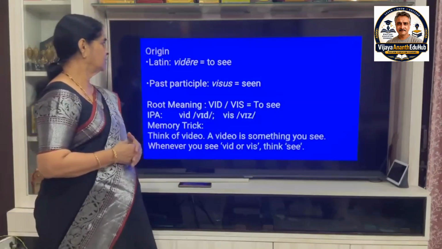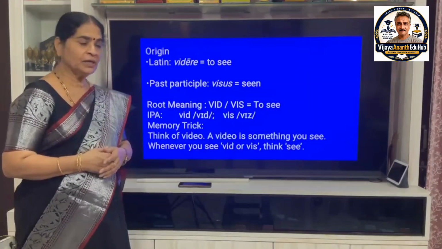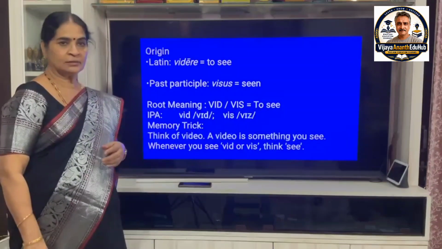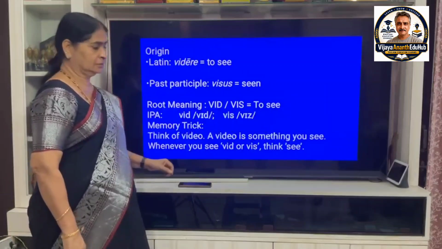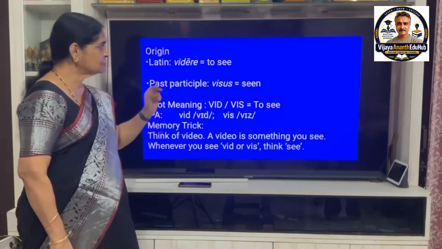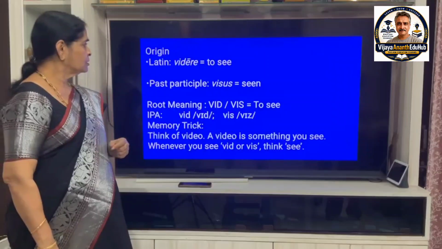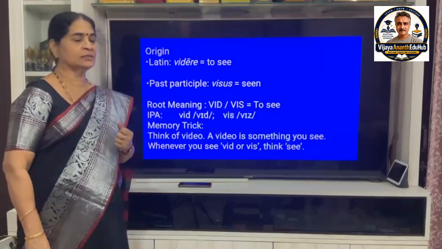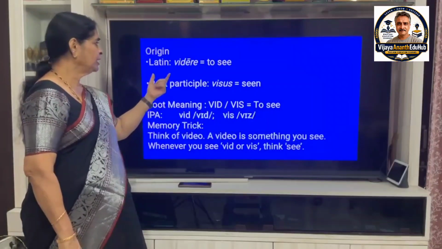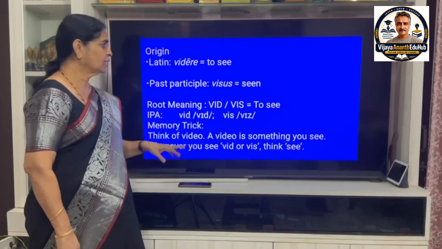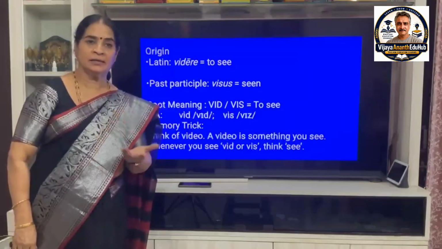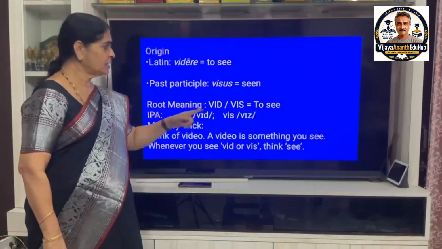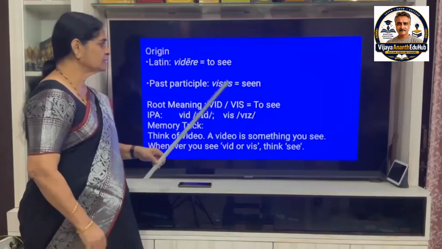The very first thing we discuss is the origin of the root. It has a Latin origin. Videre means to see. From this word the root is derived. The past participle of videre is visus, which means seen. This is the base form of the verb to see, and the past participle is seen.